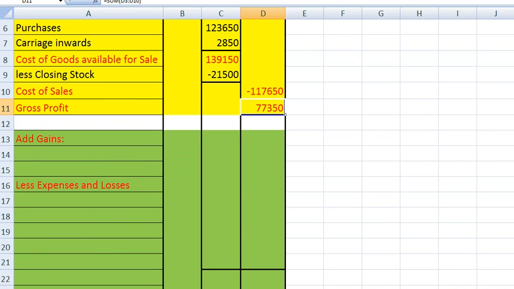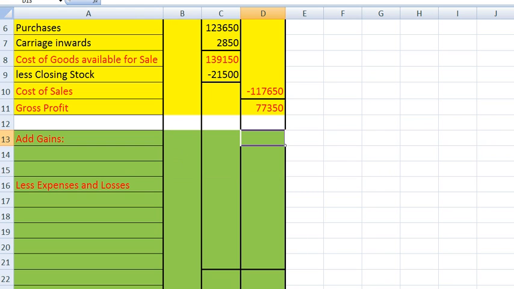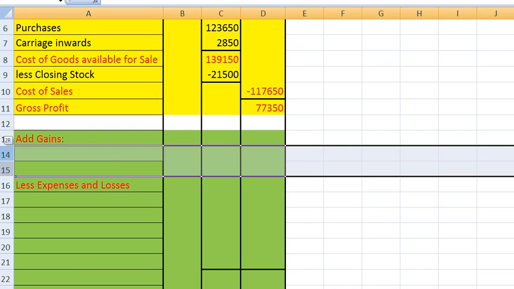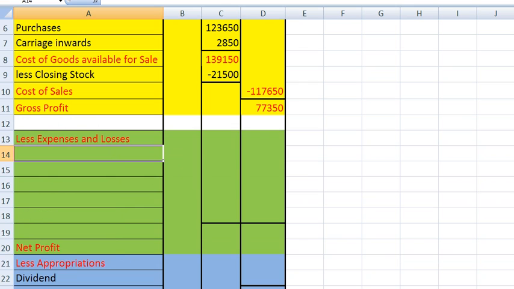Now, in this question, I don't see any gains at all. So I think there's just expenses in this question. So I'm going to take out the gains. Normally you would add the gain to the gross profit and then bring your total down here. But in this question I don't see that there are any gains. So I'm going to get rid of the gains out of the question here, and I'm going to go straight to the expenses. Now, the expenses of this firm.